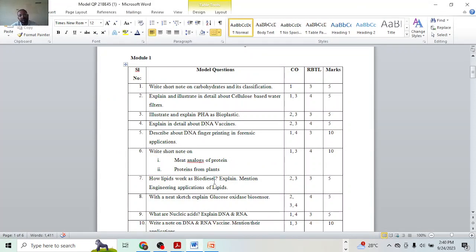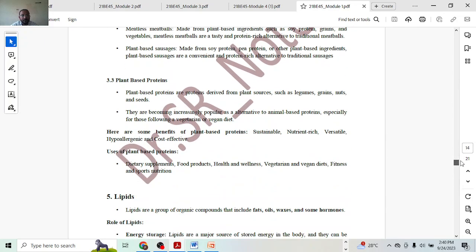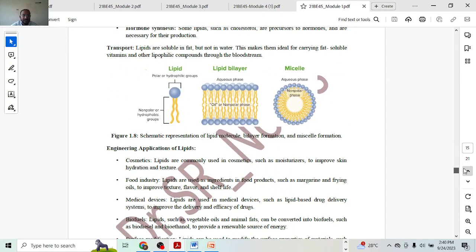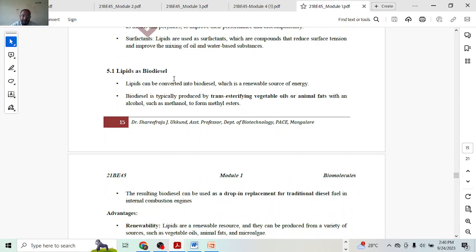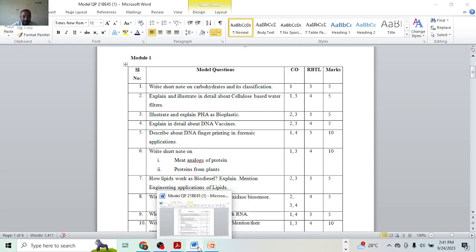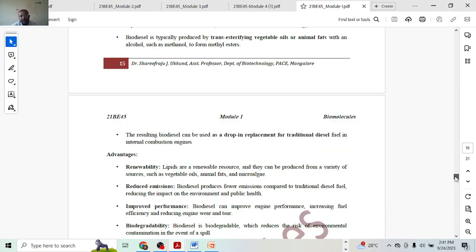Next, how lipids work as biodiesel, explain, mention engineering lipids, all those things, we can just go through the lipids topic. Lipids, how they work. So introduction you can give, role of lipids, but they are talking about the biodiesel, so you have to directly shift here, my dear, because you can't keep writing what are lipids and all. How lipids work as biodiesel, explain and mention applications like that.